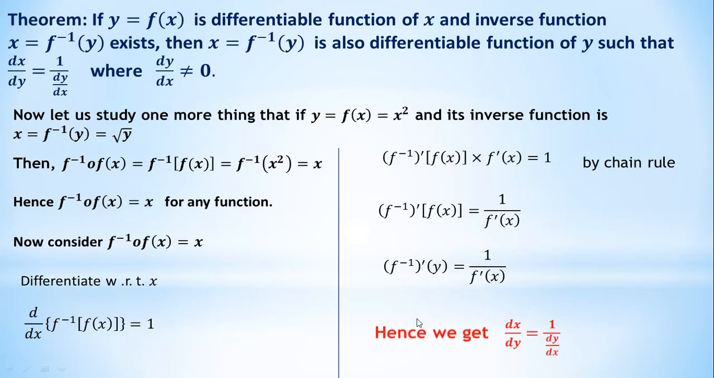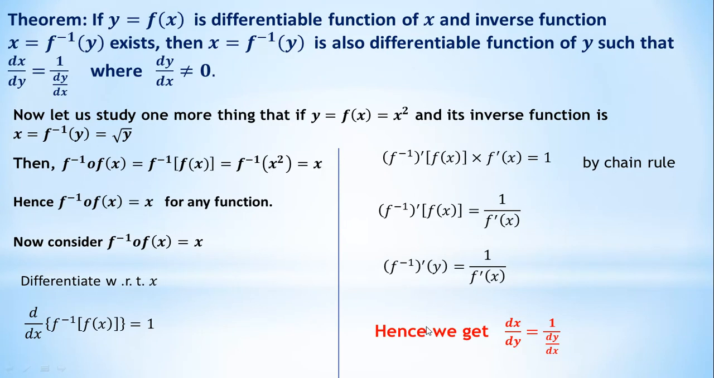So we get the relation between the derivatives of the function and its inverse, that is f inverse dash of y means dx by dy. F inverse dash of y means dx by dy. So dx by dy is equal to 1 upon dy by dx. So this is one technique to get the relation between the derivatives of the function and its inverse. So you just remember this rule while getting the derivative of an inverse function.